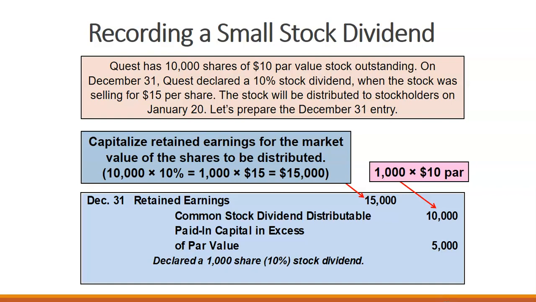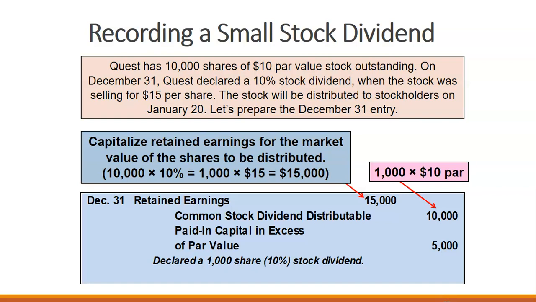We have 10,000 shares of $10 par stock outstanding. On December 31st, we declare a 10% stock dividend. The stock was selling for $15 per share. The new stock will be distributed to stockholders on January 20th. So we had 10,000 shares, we're doing a 10% stock dividend, so we're distributing 1,000 additional shares to our current holders. If I have 10 shares, I'm going to get another share of stock. Now I'm going to have 11 shares, part of this 10% issuance.